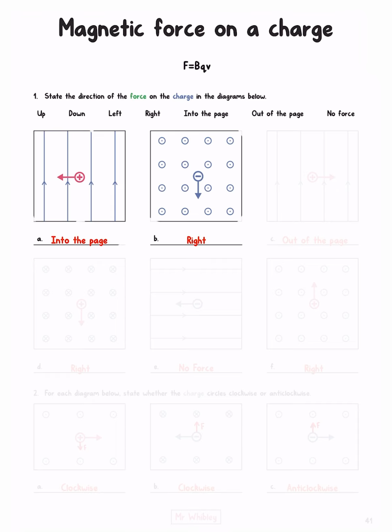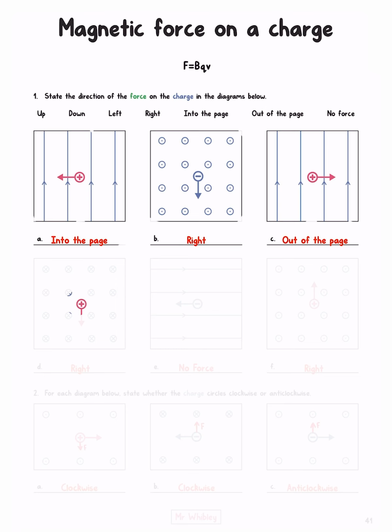In our next example, we have a positive charge moving towards the right and a magnetic field pointing upwards. Pointing our thumb towards the right and our fingers upwards, we get our palm and therefore the direction of our force facing out of the page. In our next example, we have a positive charge moving downwards and a magnetic field which is pointing into the page. Pointing our thumb downwards and our fingers into the page, our palm is facing towards the right, which is the direction of our force.